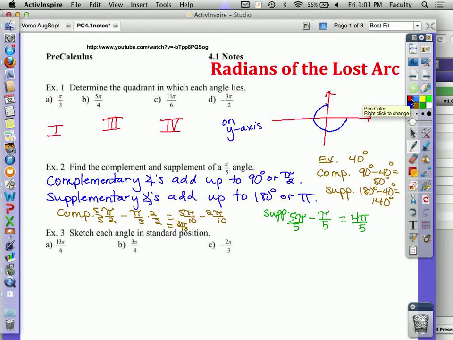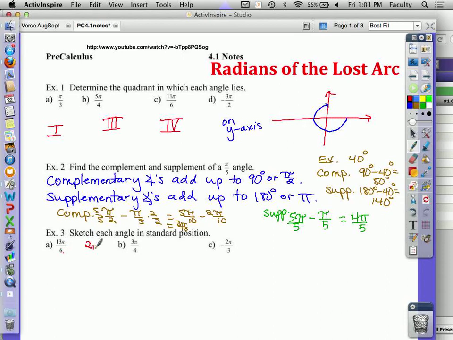Okay, in example 3, it says sketch each angle in standard position. Standard position just means you start at the positive x-axis. And something I like to do before I even begin, especially when there are fractions in the denominators, is ask myself, is this more than one time around or less than one time around? How would I know if it's more than one time around? Is it greater than 2 pi? One full time around is 2 pi.